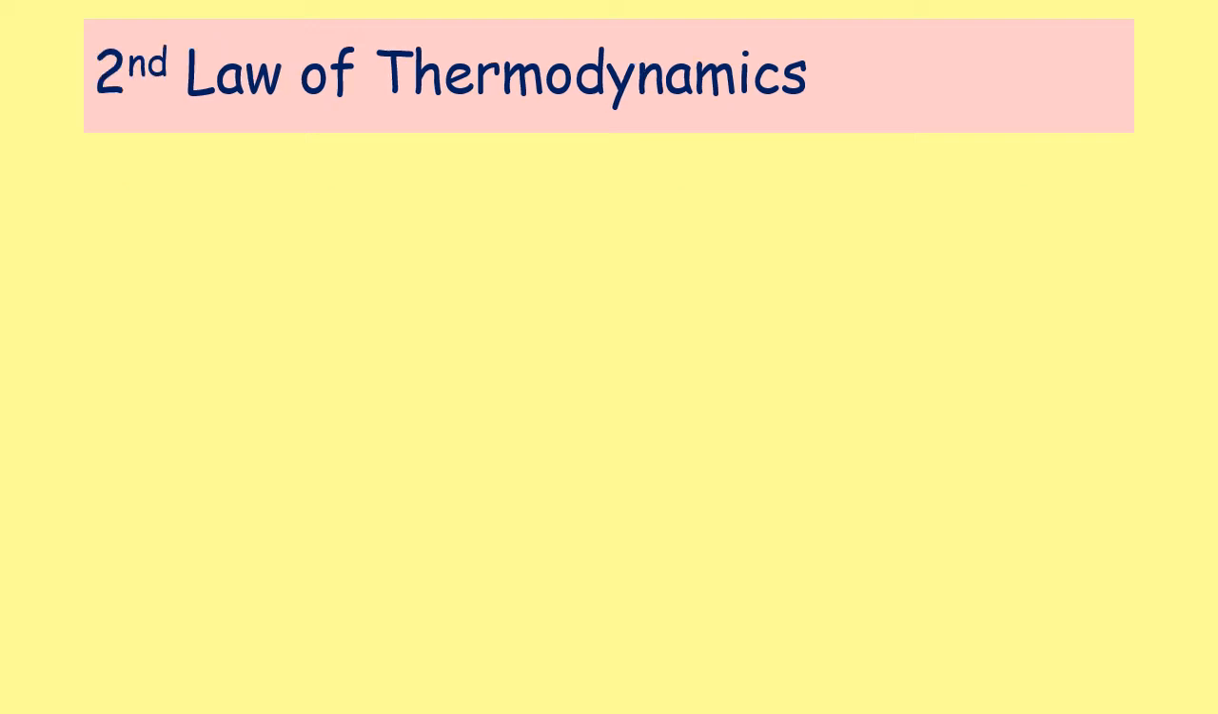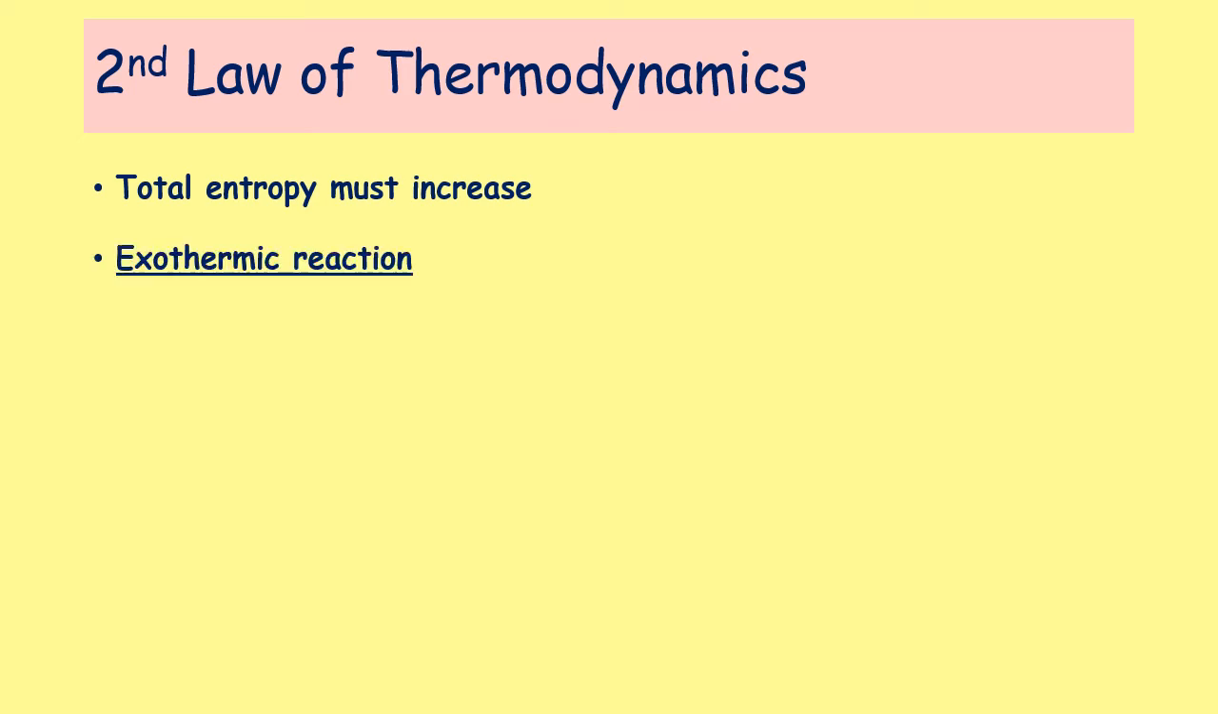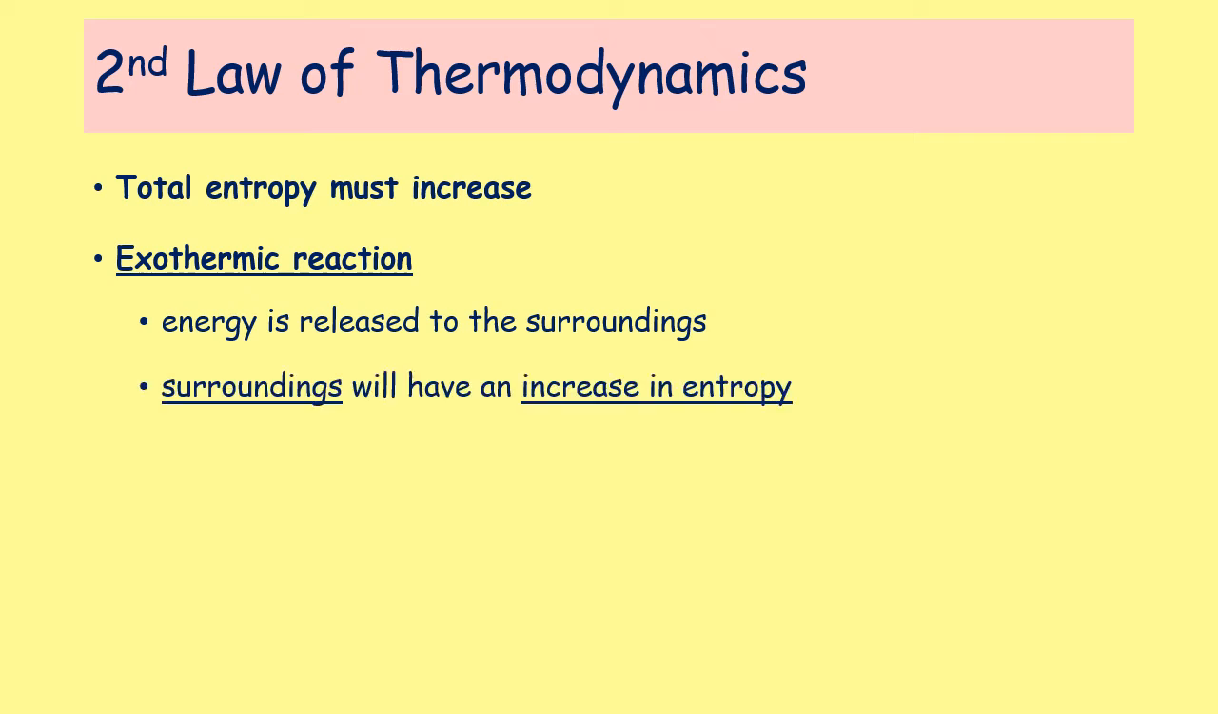So we're going to look in a bit more detail at the second law of thermodynamics. Total entropy must increase. So if we're looking at an exothermic reaction, in an exothermic reaction, we are releasing energy to the surroundings. If you're increasing the temperature of anything, it results in there being an increase in entropy. We saw that when we looked at the graph for melting and boiling. So if you're releasing energy to the surroundings, you experience an increase in entropy. And the second law of thermodynamics states that there must be an increase in entropy always.